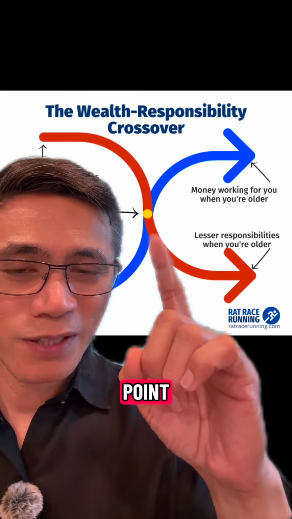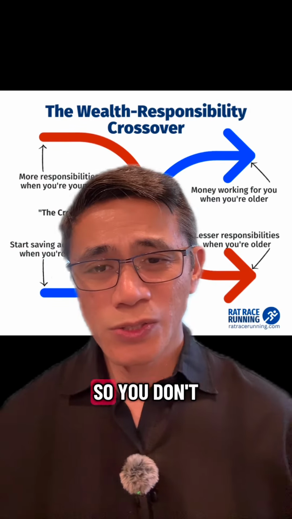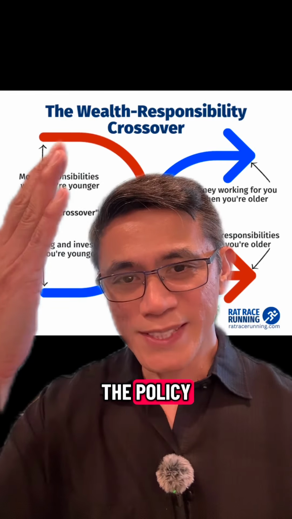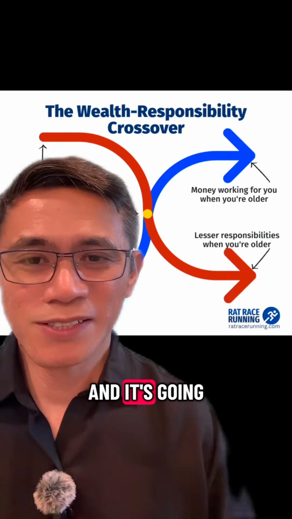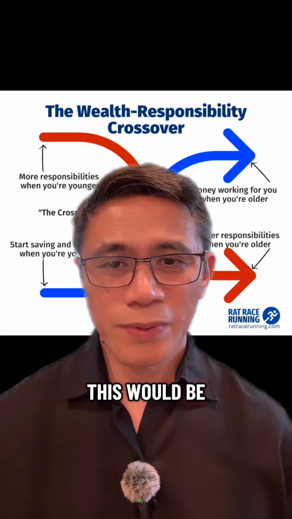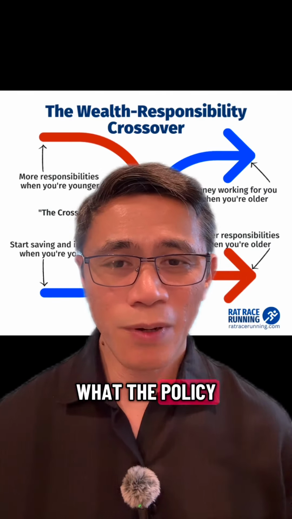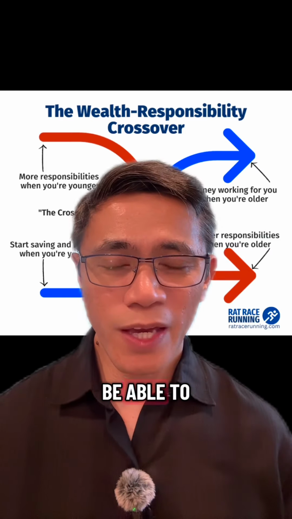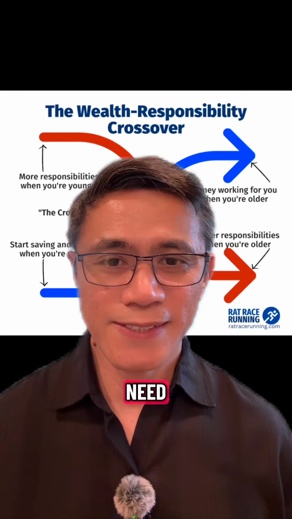Normally, at that point, your financial responsibilities would have decreased as well, so you don't need as much death benefit as when you started the policy. Your cash value will continue to grow, however, and it's going to continue to push up that death benefit. This would be a time also when the surplus is more than enough for what the policy needs to survive, and it's possible for you to be able to tap into the cash value for any financial need.